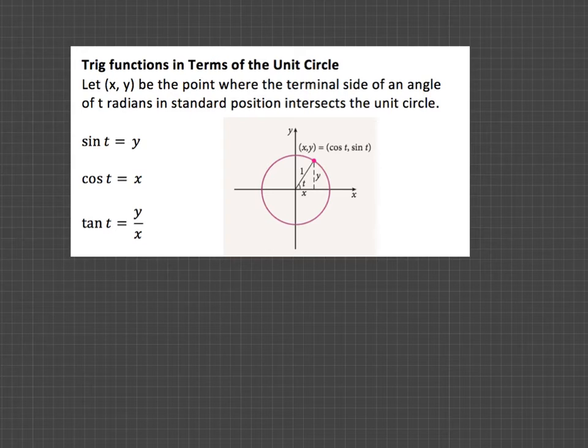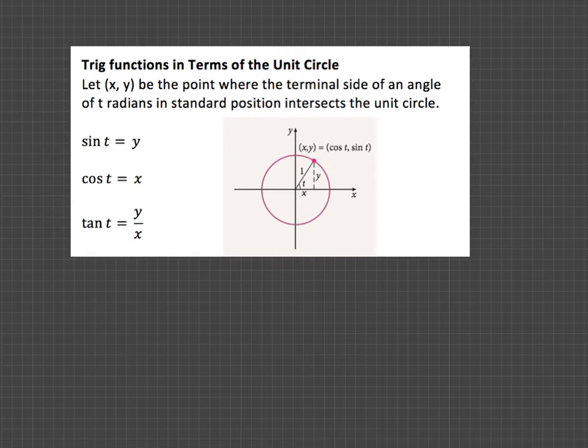Here's a review of trig function values in terms of the unit circle. The unit circle is centered at (0, 0). It has radius of 1. If we have an angle measure t with initial side on the positive x-axis and terminal side intersecting the unit circle at a point (x, y), we can then define the trig function values in terms of that point (x, y).